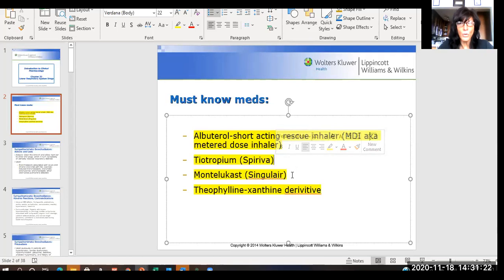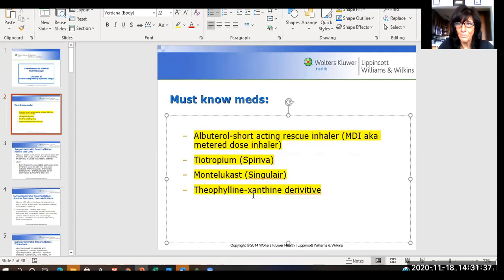Montelukast, that's also known as Singulair, used for asthma, allergies. It's a pill. It's given at bedtime. It's important to note because that's the question that they're going to ask probably.